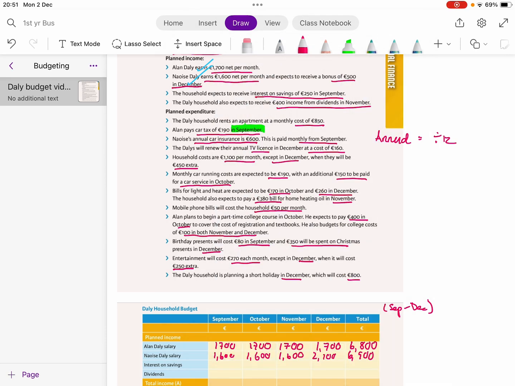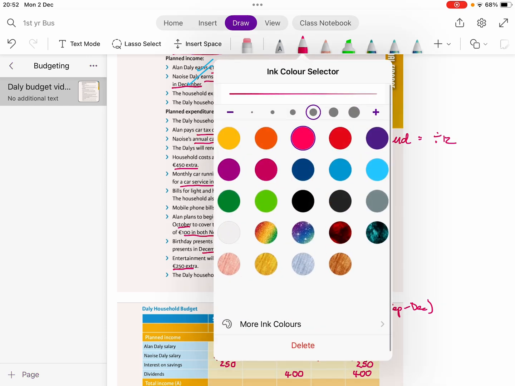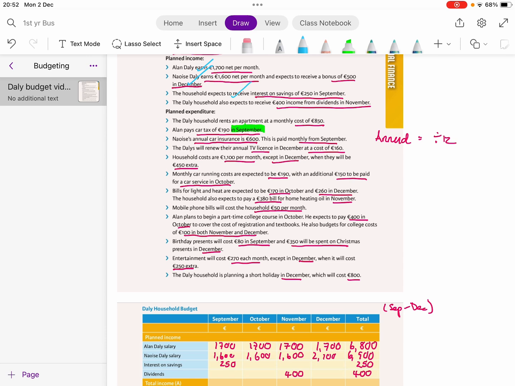The household expects to receive interest on savings in 250 in September. So that's 250, and I have to go out to my total column here of 250. And the Daly household also expects to receive 400 income from dividends in November. So I have my €400 gone in here. I have my €400 going in here. And at this point, I'm ticking them off and I've completed my income. Okay, so those are both done.